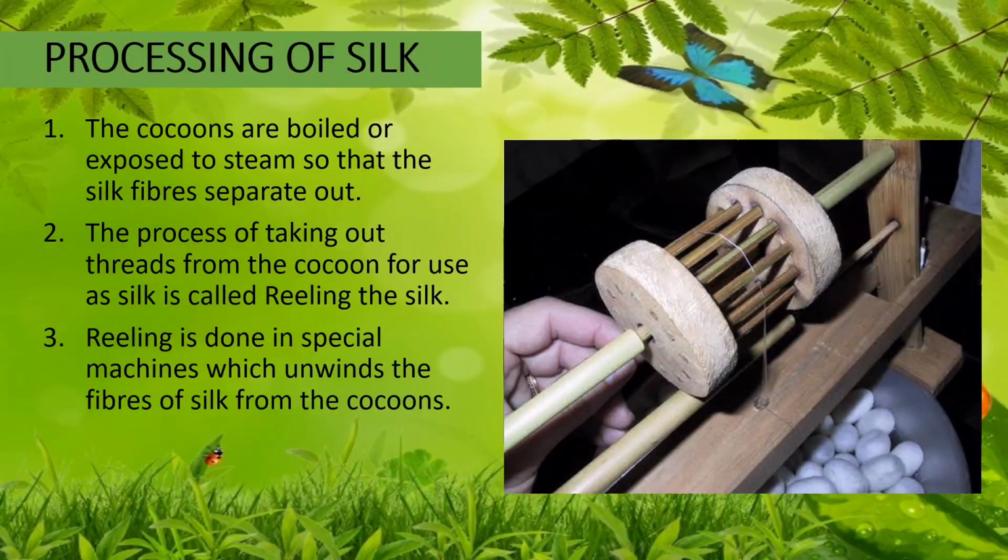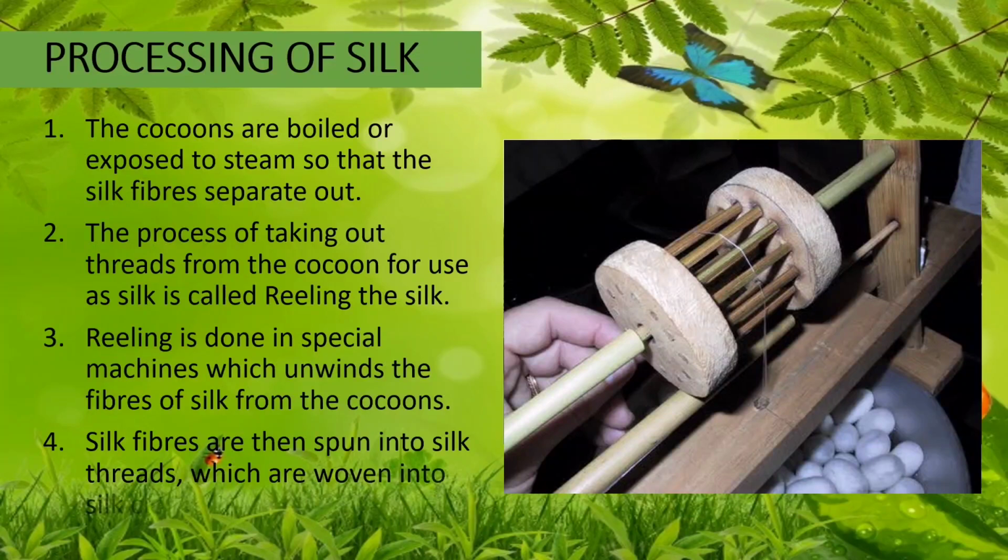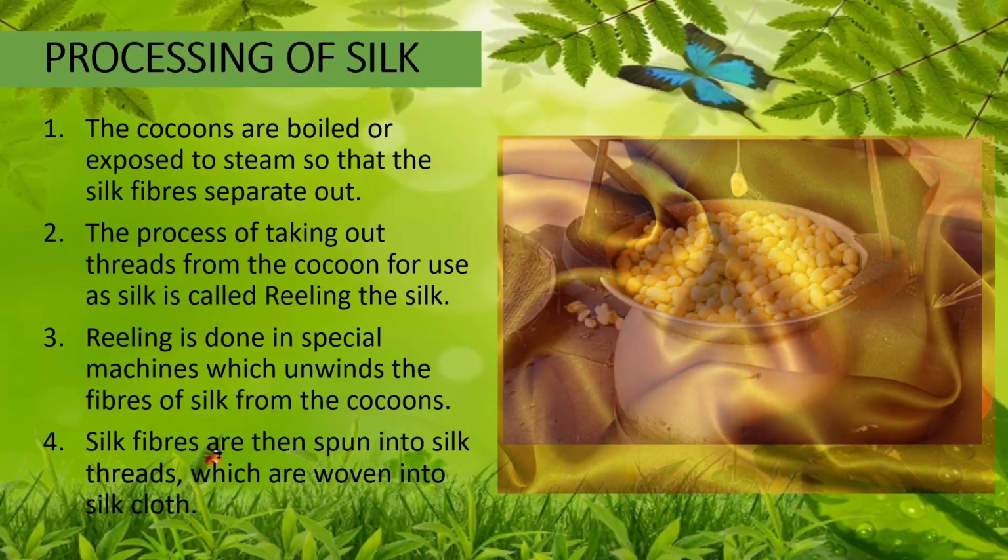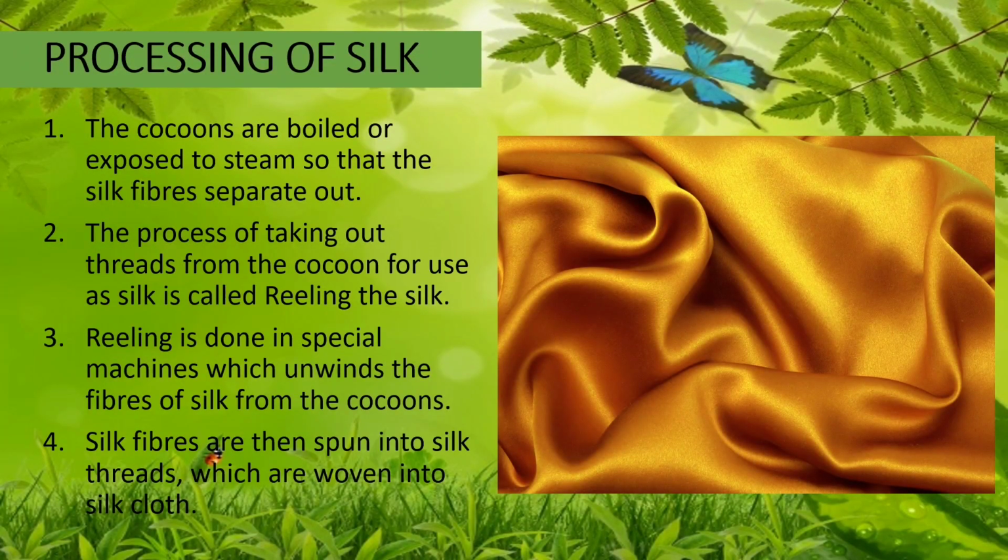Silk fibers are then spun into silk threads which are woven into silk cloth. So this is the final product which we get from the silk fibers, that is, silk cloth. I hope all the processes are clear. From the life cycle of the silk moth till the processing of silk from the cocoon, everything is very much clear.